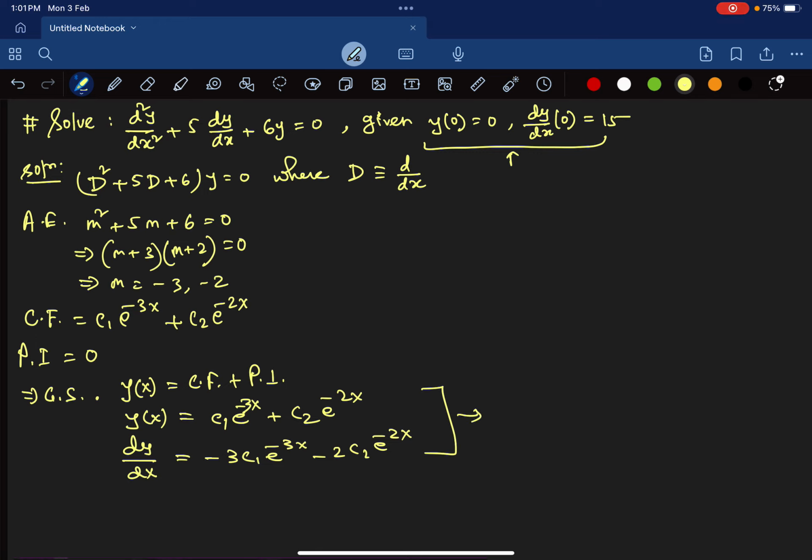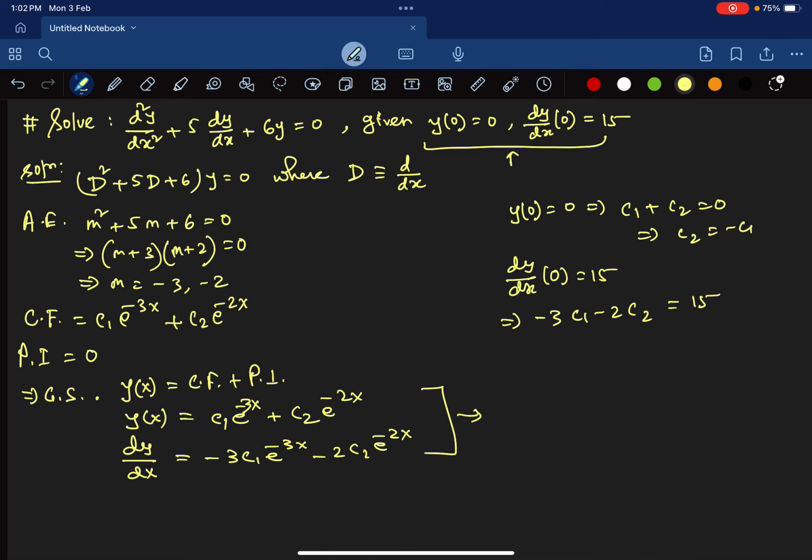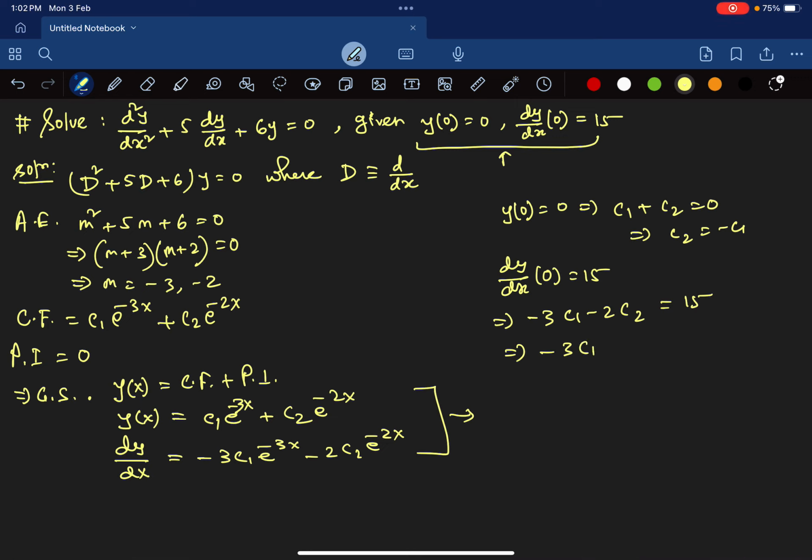Now apply the conditions. y(0) is equal to 0, that is C1 plus C2 is equal to 0, and dy/dx at 0 is 15. So it will be minus 3 C1 minus 2 C2, that is 15. From here you can write C2 is equal to minus C1. So minus 3 C1 plus 2 C1 is equal to 15. So C1 is equal to minus 15 and C2 is equal to 15.